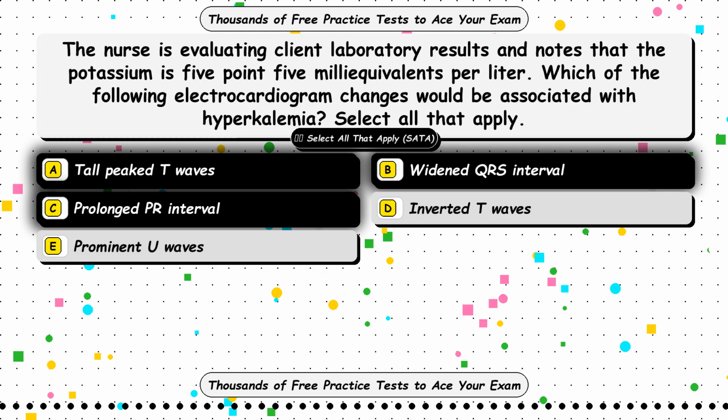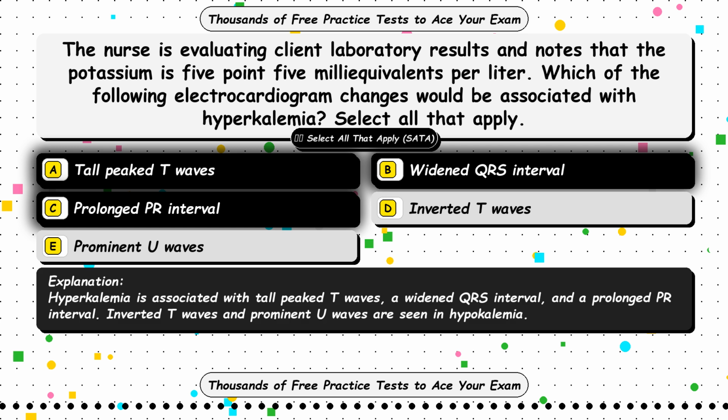The correct answers are options A and B and C, tall peak T waves, widened QRS interval, prolonged PR interval. Hyperkalemia is associated with tall peak T waves, a widened QRS interval, and a prolonged PR interval. Inverted T waves and prominent U waves are seen in hypokalemia.